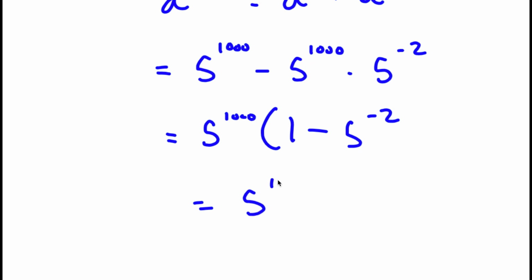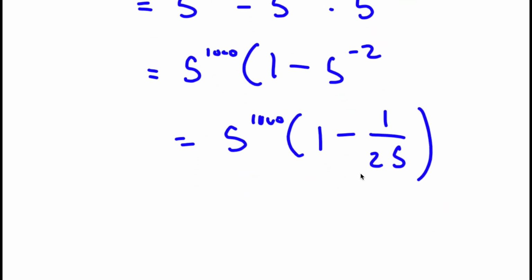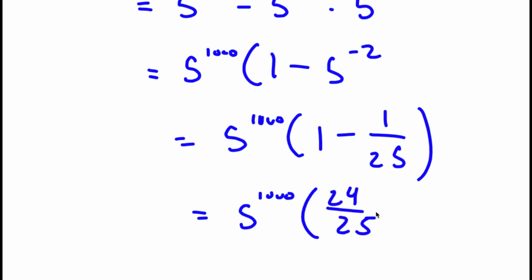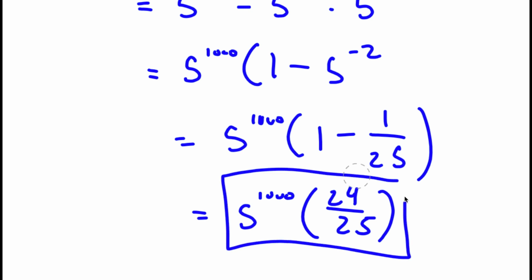Now this is the same thing as 5 to the power of 1000 times 1 minus 1 over 25. And 1 minus 1 over 25 is going to equal 24 over 25. So I have 5 to the power of 1000 times 24 over 25. So this is my answer.